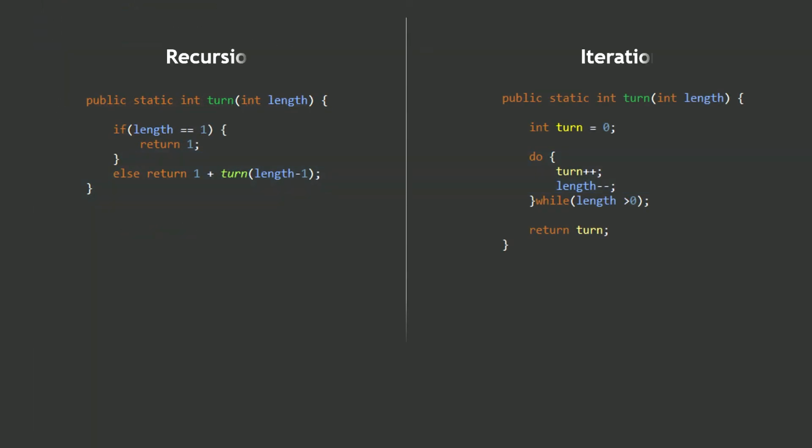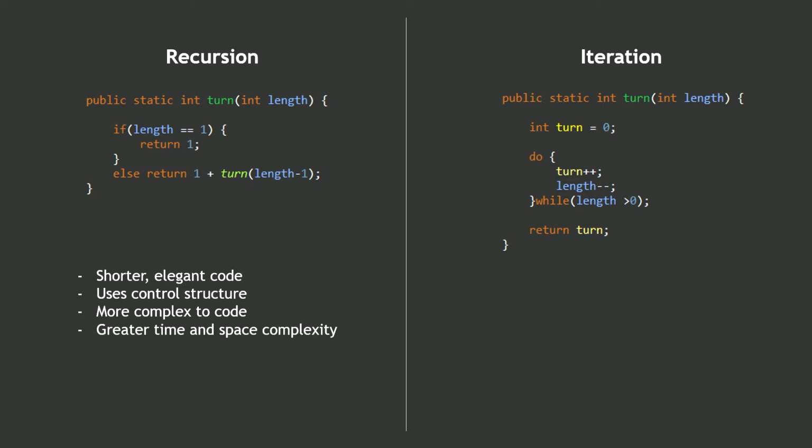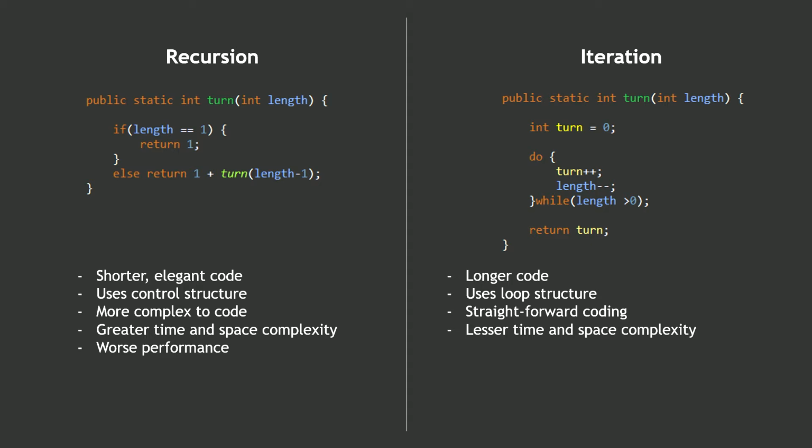Now, let's take a look at the difference between recursion and iteration. Recursion codes are shorter, hence more elegant code. This is because it uses the control structure. The downside is that it is more complex to code, and it takes a greater time and space complexity, therefore it has worse performance. Iteration, on the other hand, is much longer because it uses the conventional loop structure. Because of this, it makes the coding much easier and has better performance.